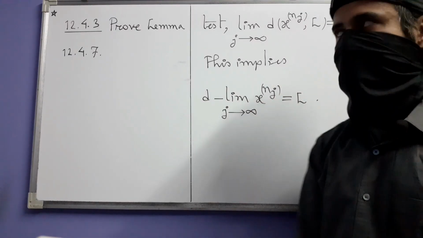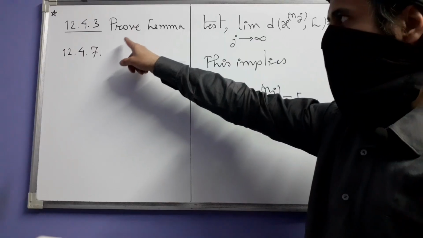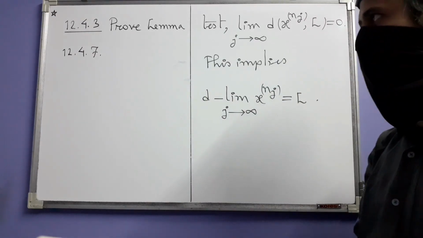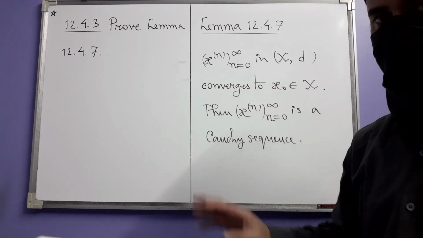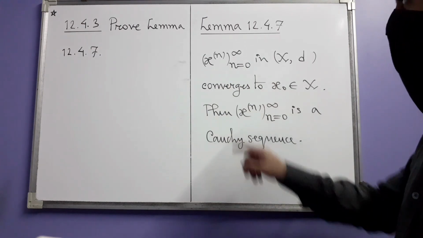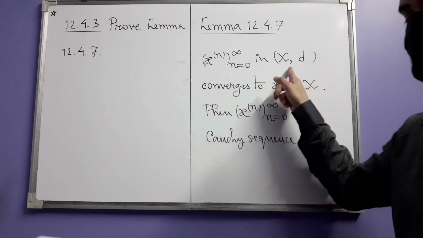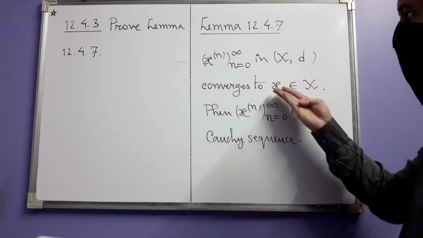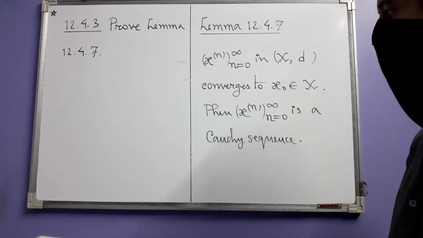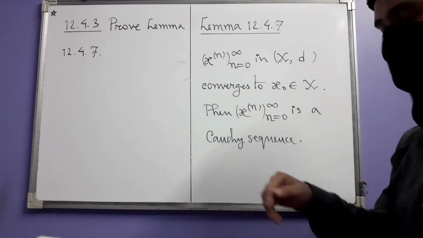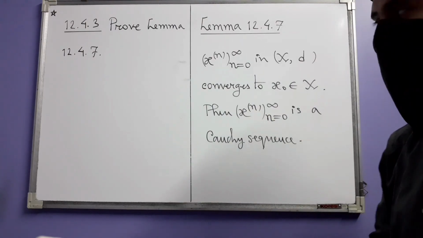Let's solve another one, exercise 3, where we have to prove lemma 12.7. And this is the statement of lemma 12.7, briefly written. Xn is a sequence in a metric space (X, D), and Xn converges to some point X0. That means we have a convergent sequence. Then the claim is that it's then a Cauchy sequence also.